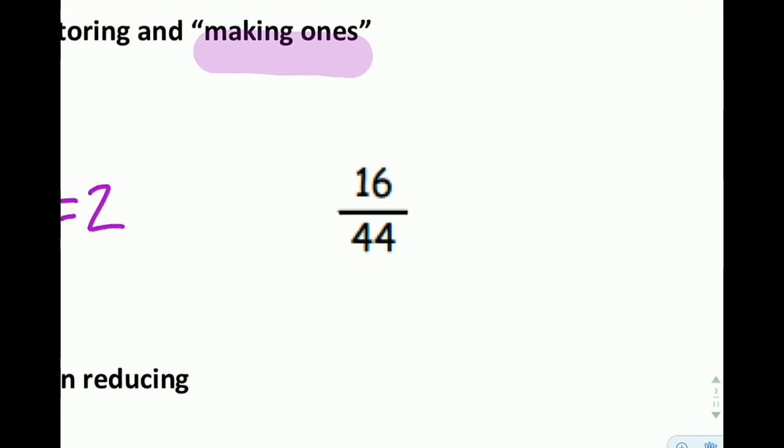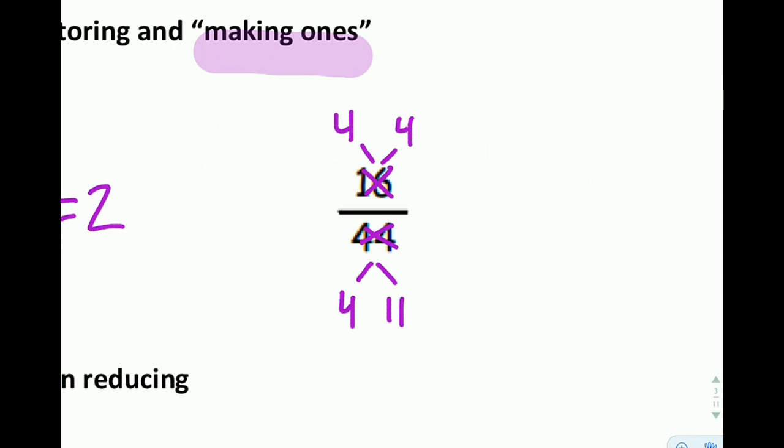Another example over here, if we have 16 over 44, I know that 16 can be written as 4 times 4. I'll just cross it out there. I could keep going, but for now I'm just going to stop. I also know that on the bottom 44 is 4 times 11. So I broke it down, I factored that into 4 times 11.